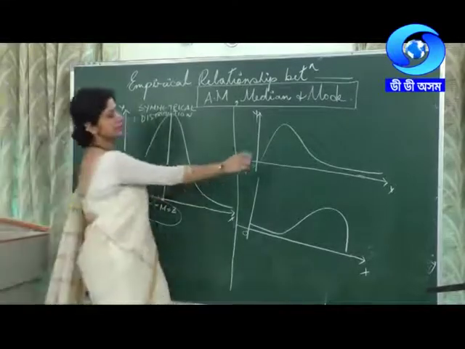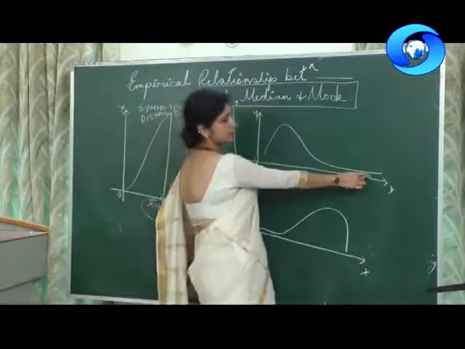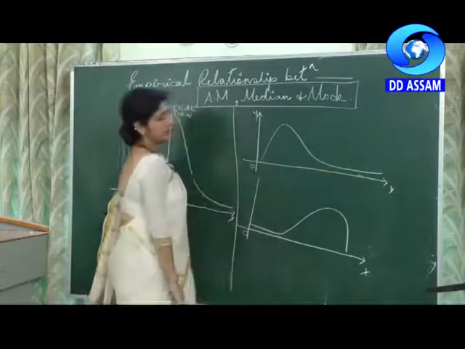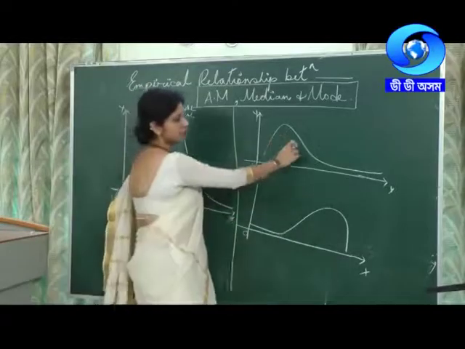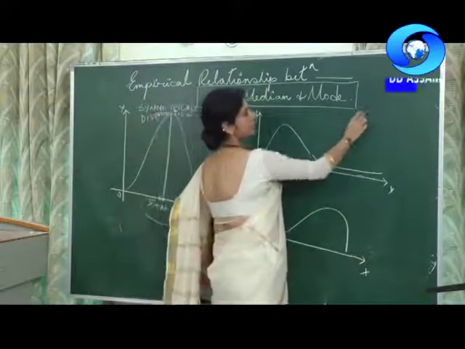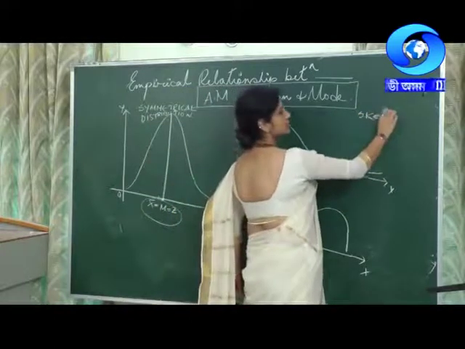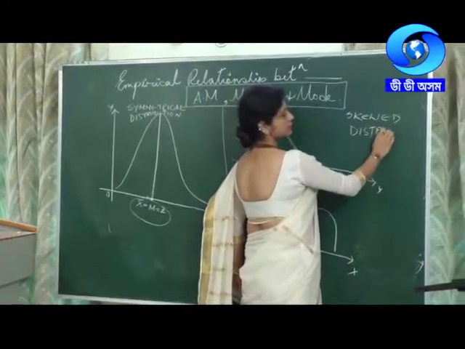In case you have curves of this shape which has a tail either towards the right hand side or towards the left hand side, if you have a tail towards the right or towards the left, we will call such distribution to be skewed distribution or asymmetrical distribution.